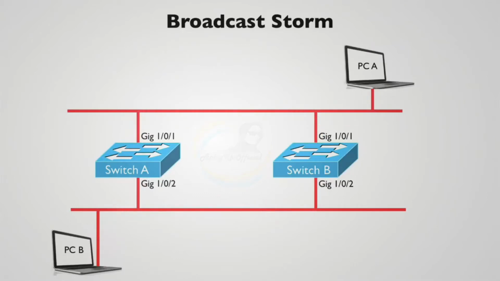PCs A and B, they're being flooded with these broadcasts. They're having to stop and take a look at each of these frames coming in, which is preventing them from doing their normal duties. And this can really increase the processor utilization on these switches as well. And it can make the devices attached to these network segments pretty much unusable.